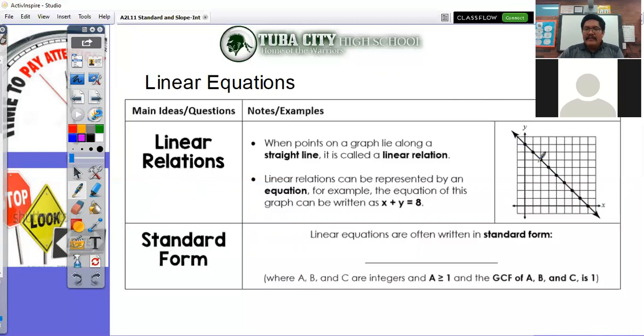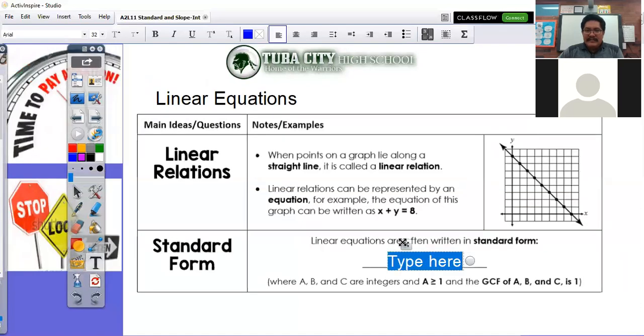And all the points in between would land here if I had, say, x of 6 and y of 2. 2 plus 6 would equal 8. And it goes for all of these points along the graph. And this is what we call standard form. So when we write something in standard form, that means it's going to be in the form of ax plus by equals c. So that is the way standard form is written.